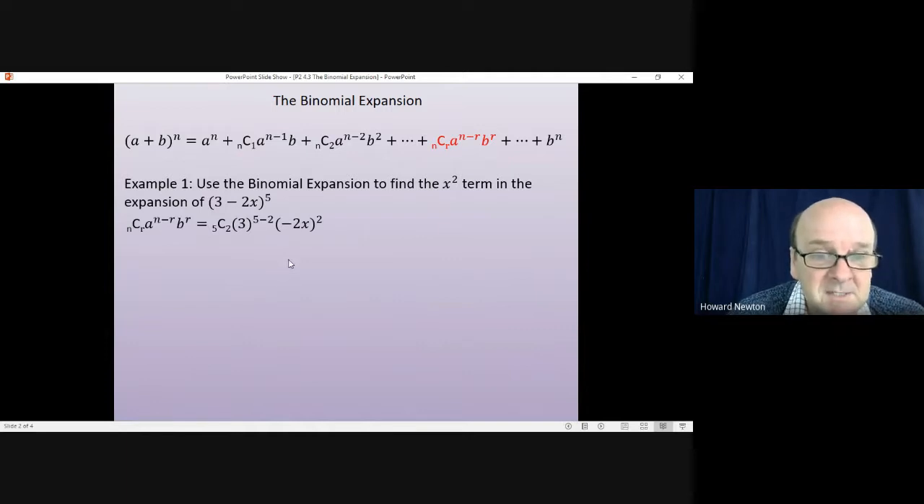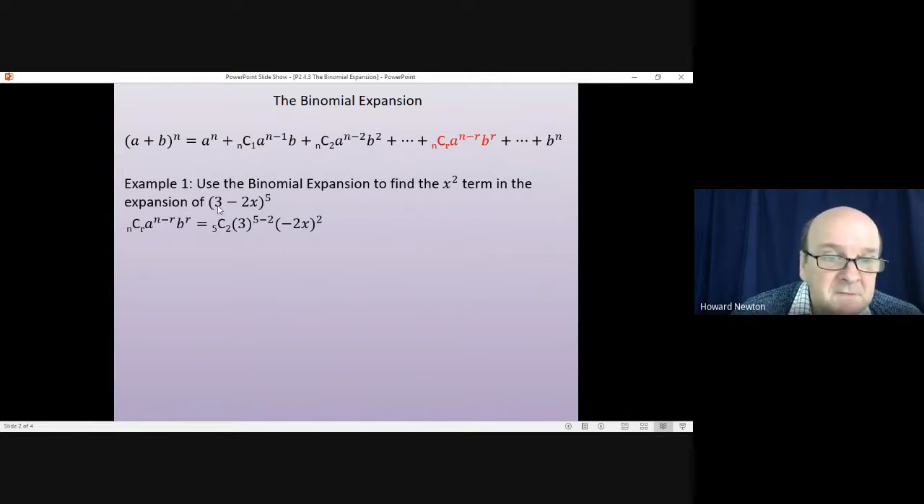And it's probably easiest to start at the end with the b term. So the b term is the minus 2x term. The minus does matter. You have to include it in your answer. So b to the power of r, that's minus 2x, to the power of 2. The reason why it's power of 2 is because they've asked for the x squared term. So the 2 there is going with that. And if we squared that bracket, we'd get x squared. So we get an x squared term.